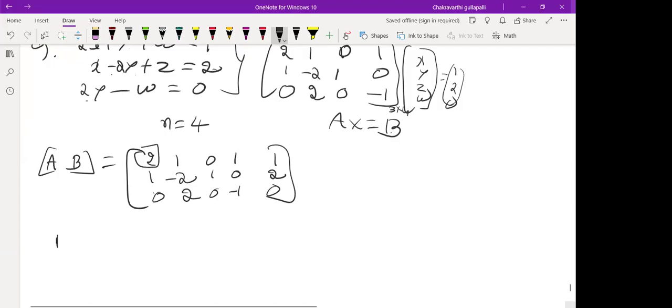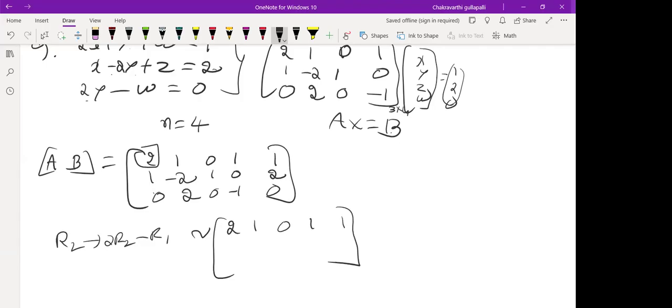Leader below that 0. 2R2 minus R1. 2R2 minus R1. This is leader, below that 0.